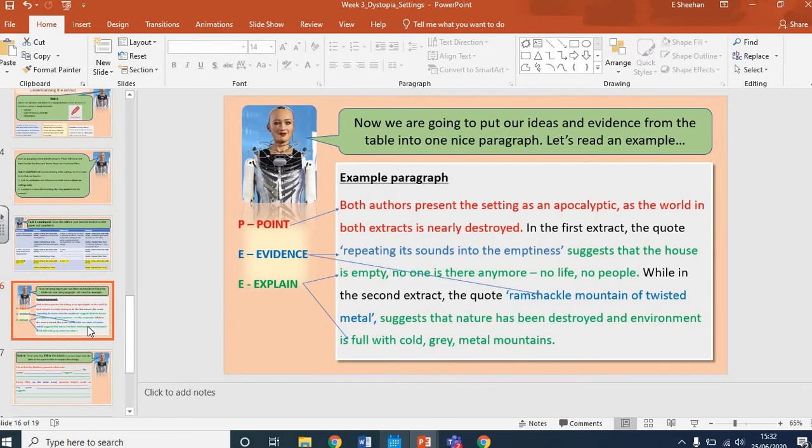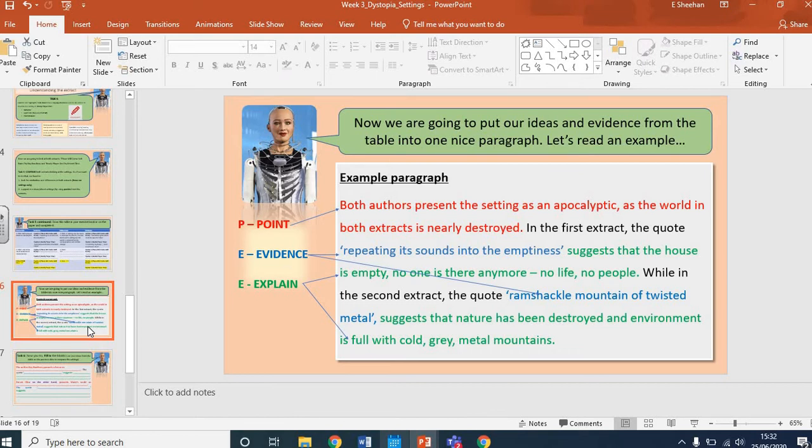Now once you've filled in your table, with your three rows, or 2 or 3 depending if you're going to do the challenge, I want us to try and embed that information into a short paragraph. So I've had a go here at an example.